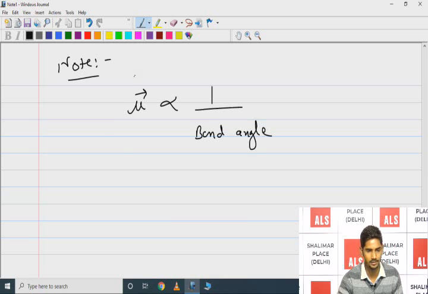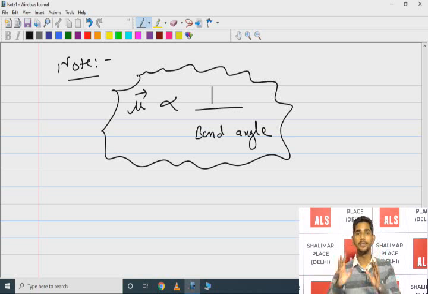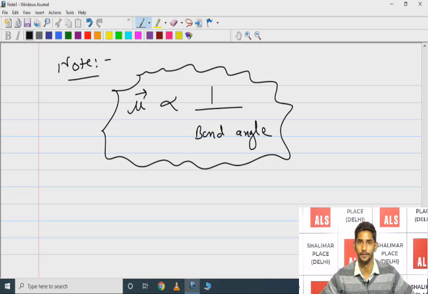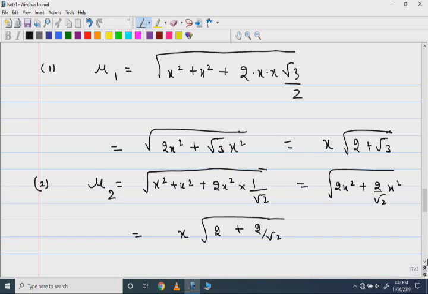Are you getting this? That dipole moment is inversely proportional to what? Bond angle. Higher is the bond angle, lower will be the dipole moment. So this was the conclusion for that particular question. If you haven't noticed, please note it, copy it.